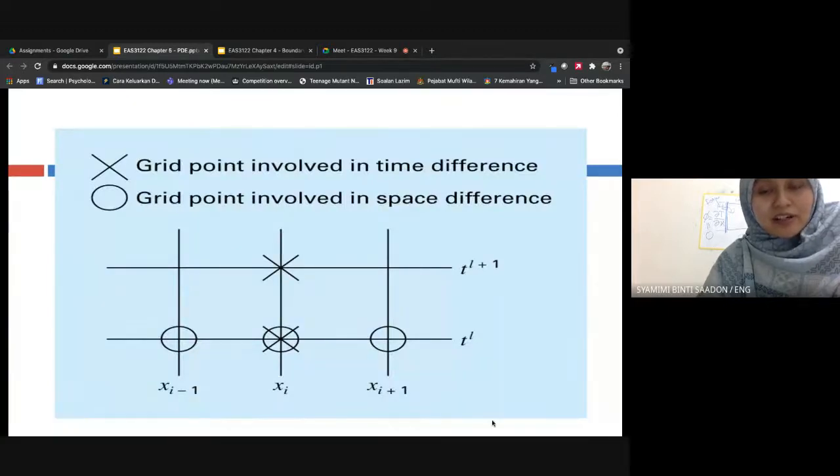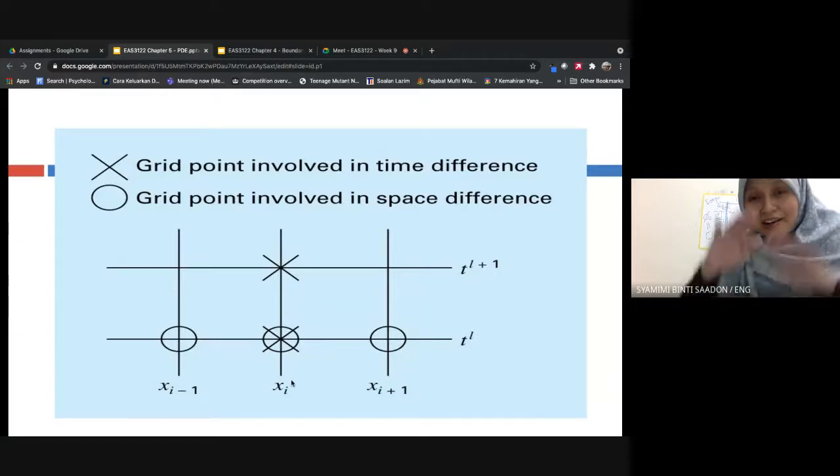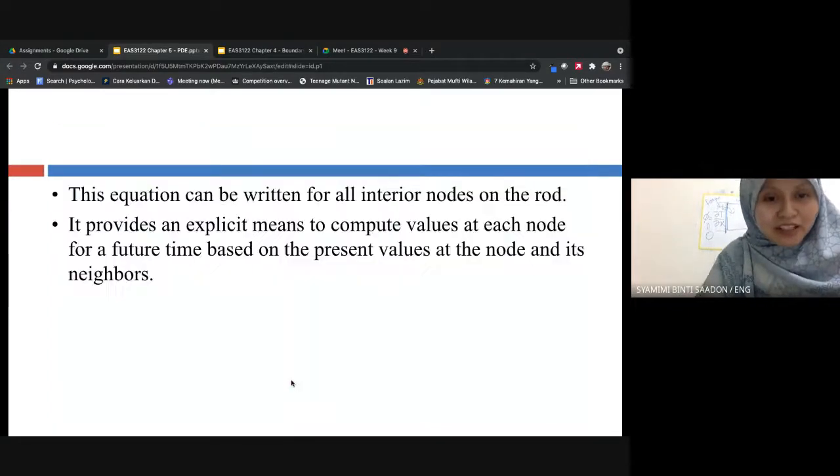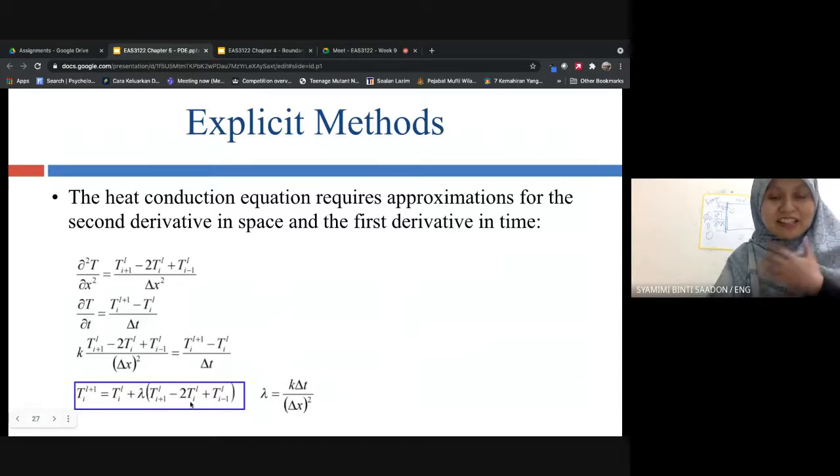This is just a graphic so that we can understand better. If we apply the explicit method, in terms of time, the points we are going to consider are this point and the one above it. For the space difference, which is the distance x, we are going to apply this point, this point, and this point. This is just a graphic explanation of this method.